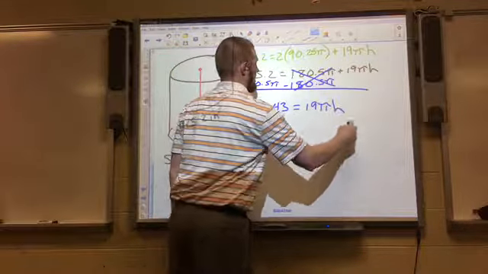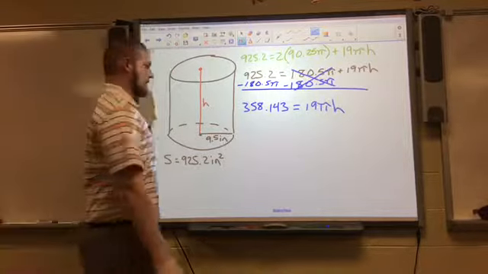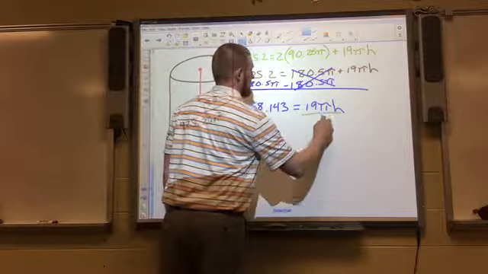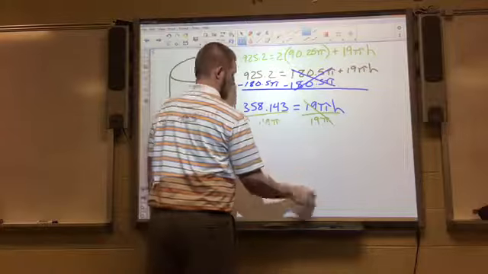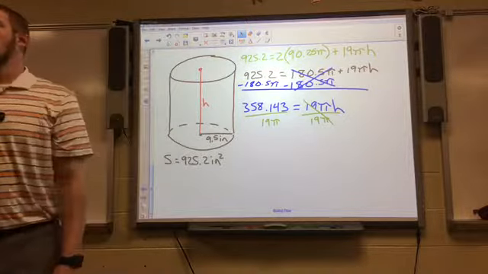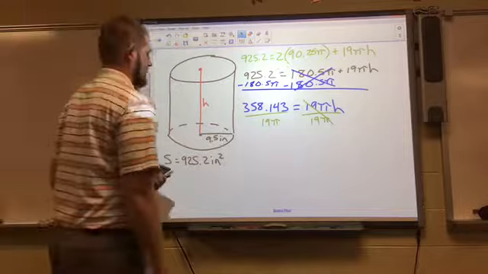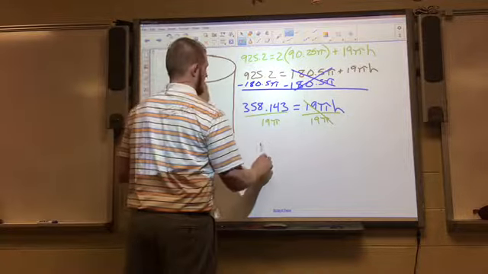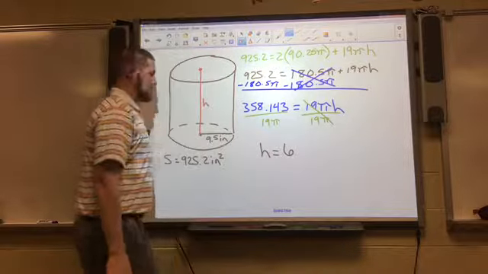19 pi h. Now I can do what? Now I can divide by 19 pi, right? Now you have to be careful here. Why? This is that scenario where you have to make sure you have parentheses there. So you have 358.143 divided by 19 pi, and I get my height to equal what? 6. Amanda, what's my label?